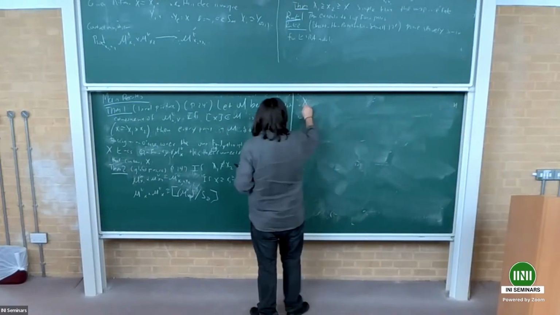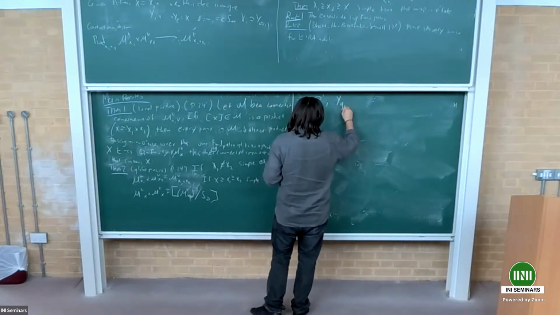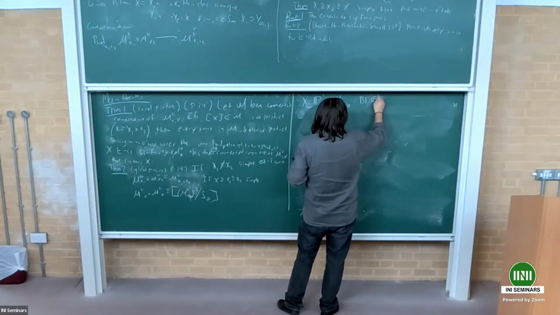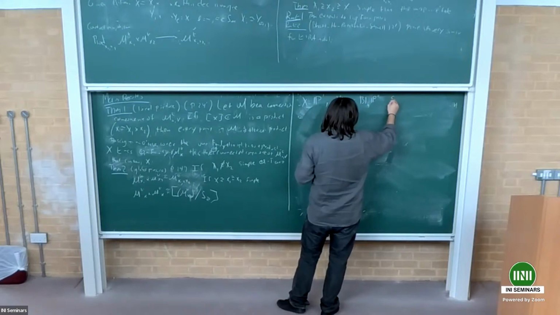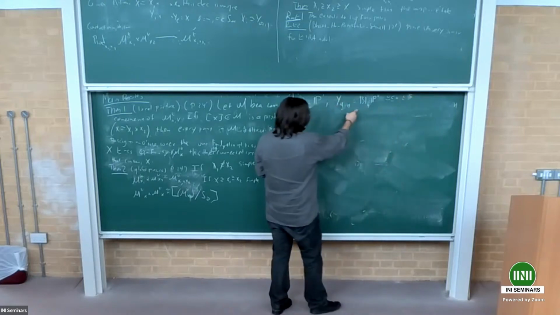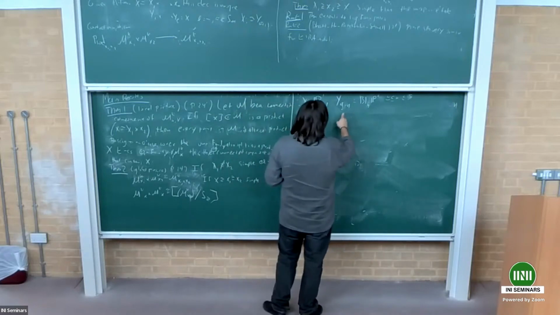So I take X to be P1. I take Y, which I denote by Y_n, to be the blow up of P2 in n points, where n is going to be between 5 and 8. So essentially, this Y is a del Pezzo surface. These are the smooth del Pezzo surfaces of degrees 1, 2, 3, and 4.